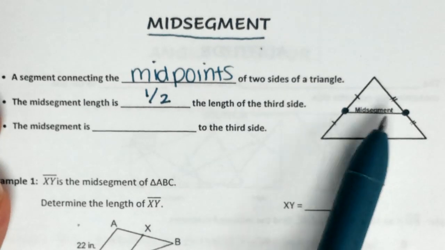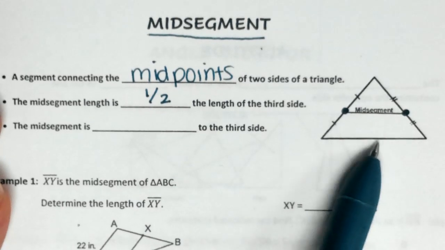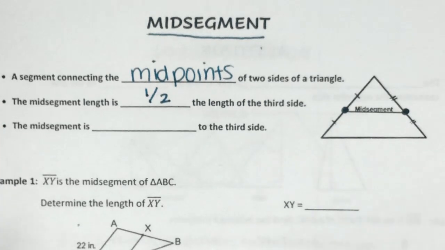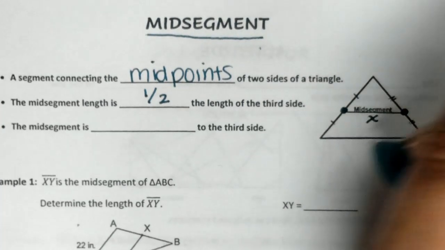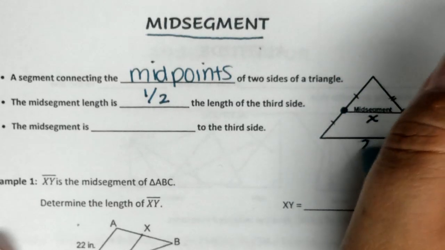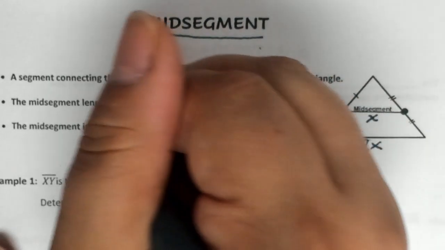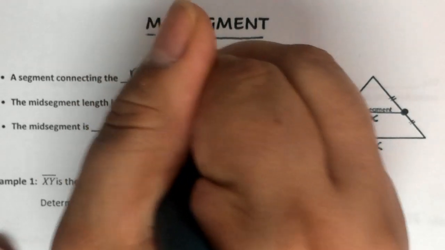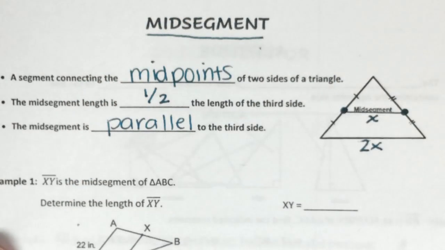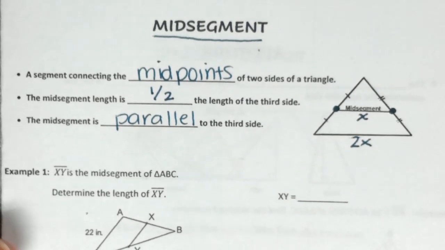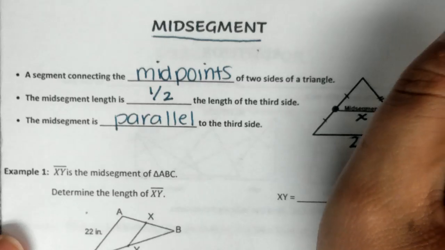Your mid-segment is always going to be smaller than your base. Does that make sense? Okay? Not only is it half, so if I call this one x, what is my third side going to be? 2x. Not only is it half, but a mid-segment is also parallel to the third side. So anytime you see the word mid-segment, you can add parallel arrows to your picture.